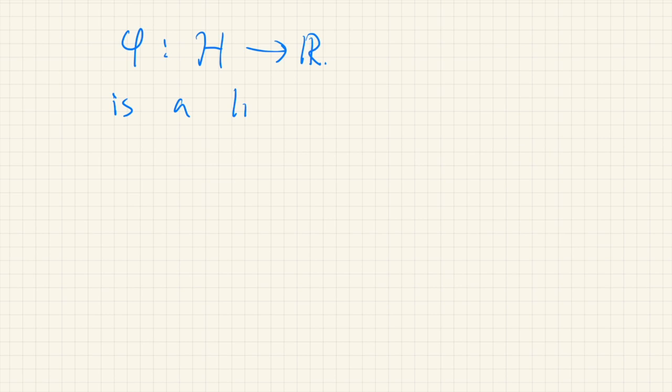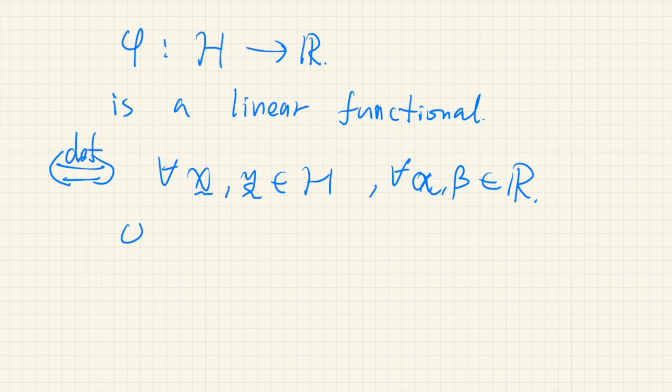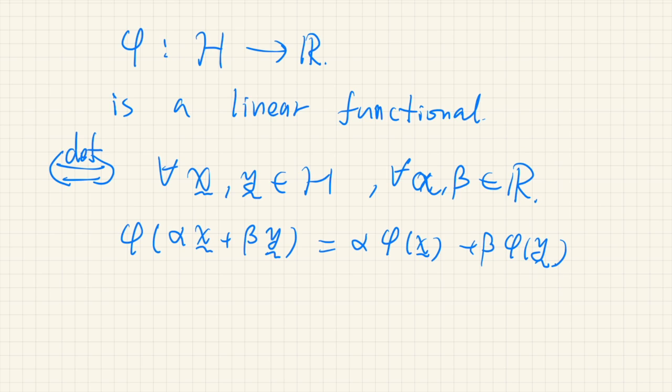Is a linear functional if and only if, by definition, for any x and y in the Hilbert space and any alpha and beta in real numbers, phi of alpha x plus beta y is equal to alpha phi x plus beta phi y. So in this case, we call it a linear functional.